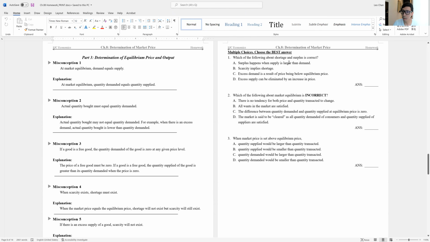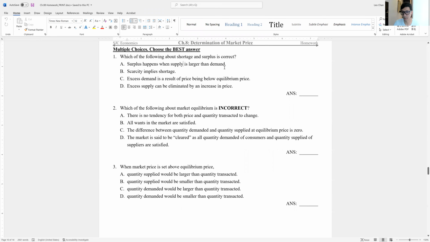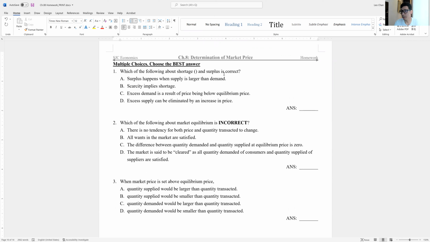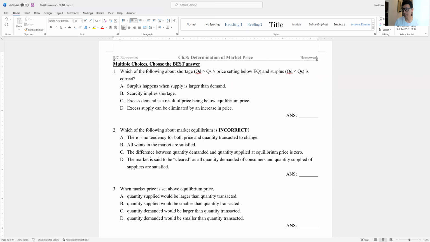Now, first of all, which one about shortage and surplus is correct? As a revision, remember, shortage refers to the situation when QD is larger than QS, 是不是啊? 太多人想要,又不夠給他分. This is a situation because of price setting below equilibrium. 好了, surplus is the opposite. It refers to the situation when QD is smaller than QS. Too many people wanting to supply a good, but not enough people wanting to buy it. It is a situation when price is set above equilibrium.